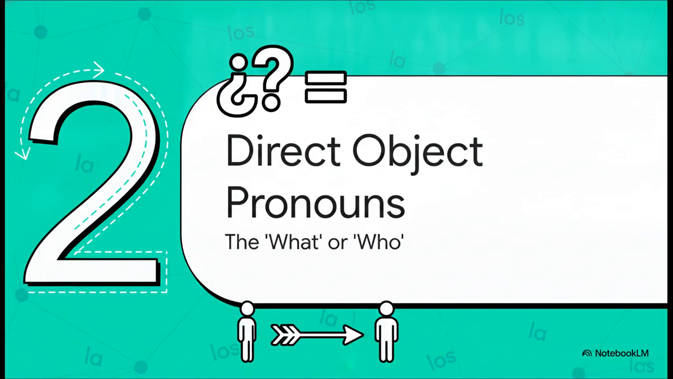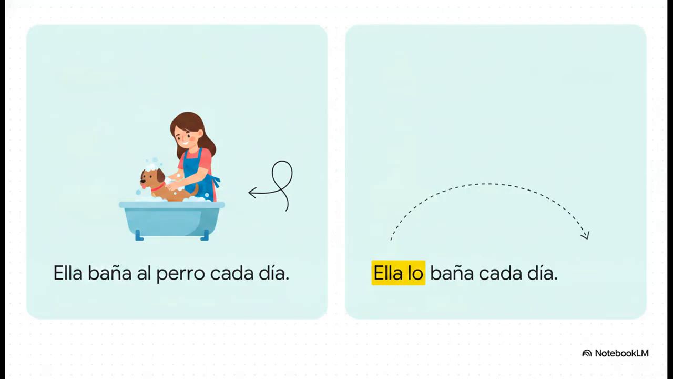Moving right along to Section 2, direct object pronouns. So, grammatically speaking, the direct object is the person or thing literally taking the direct hit of the verb's action. If you ask what or who is being verbed, boom, that's your direct object. Let's look at a concrete example. Ella baña al perro cada día. She bathes the dog every day. What's receiving the action of bathing? The dog, right? Al perro.